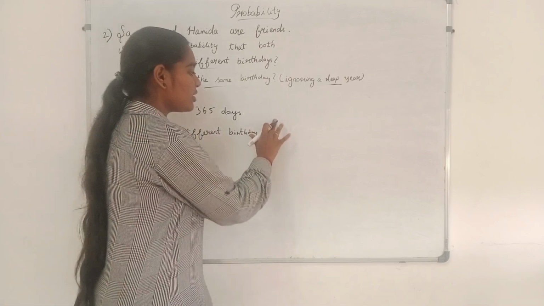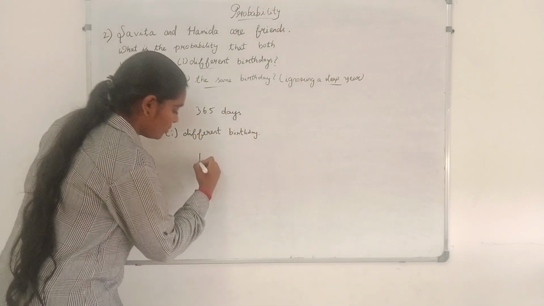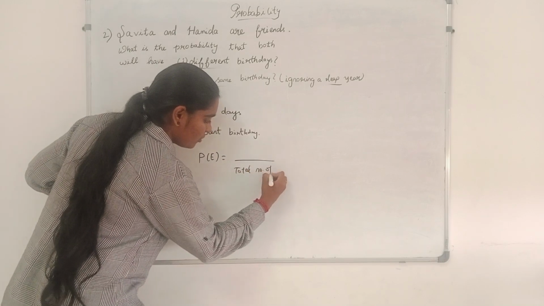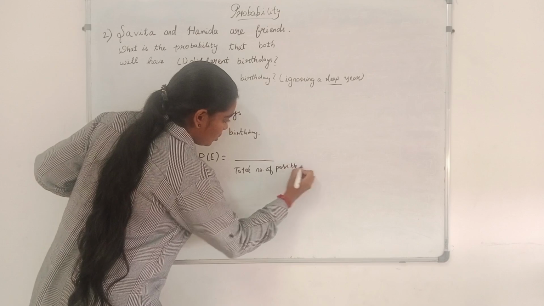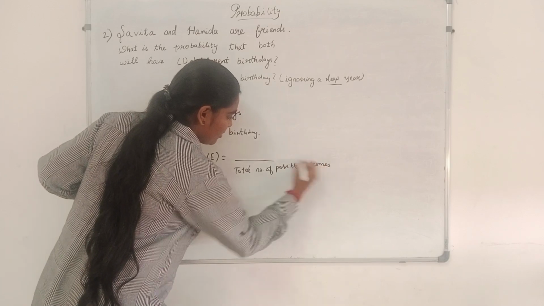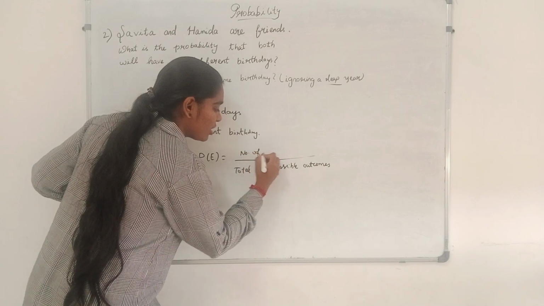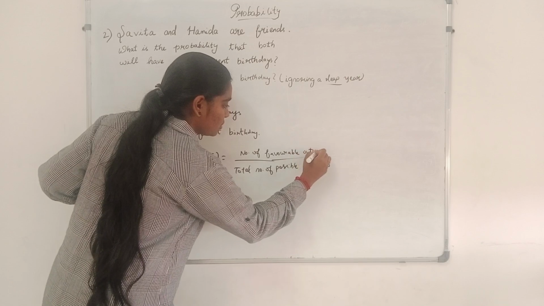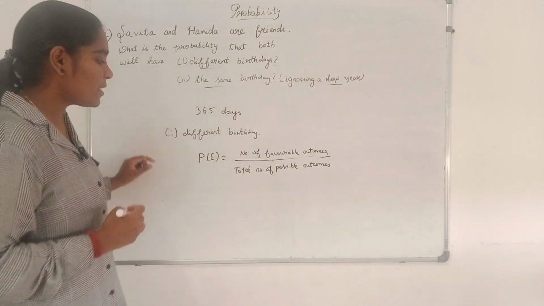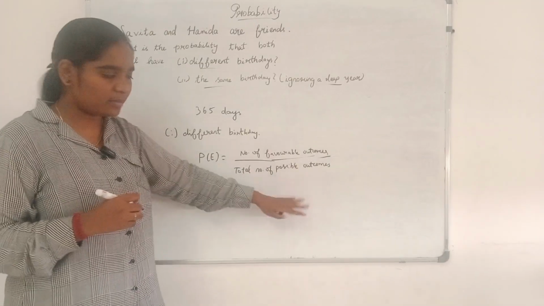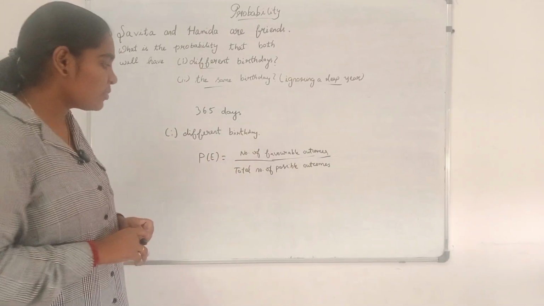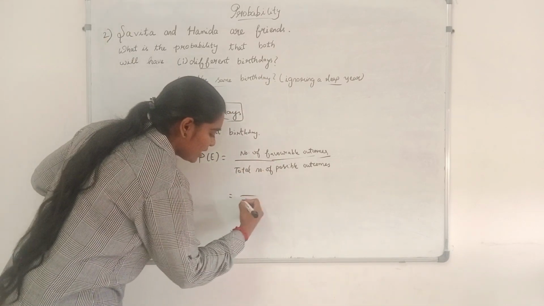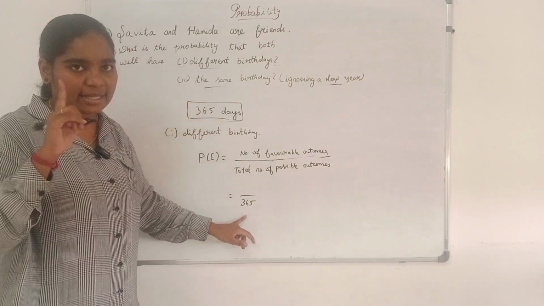Okay. So, for that first we have to find the total number of possible outcomes, and next we will find the number of favorable outcomes. So first you will find the total number of possible outcomes. Next you will find the number of favorable outcomes. So here total number of possible outcomes is 365 days. So in 365 days, they can get 1 day as their birthday.